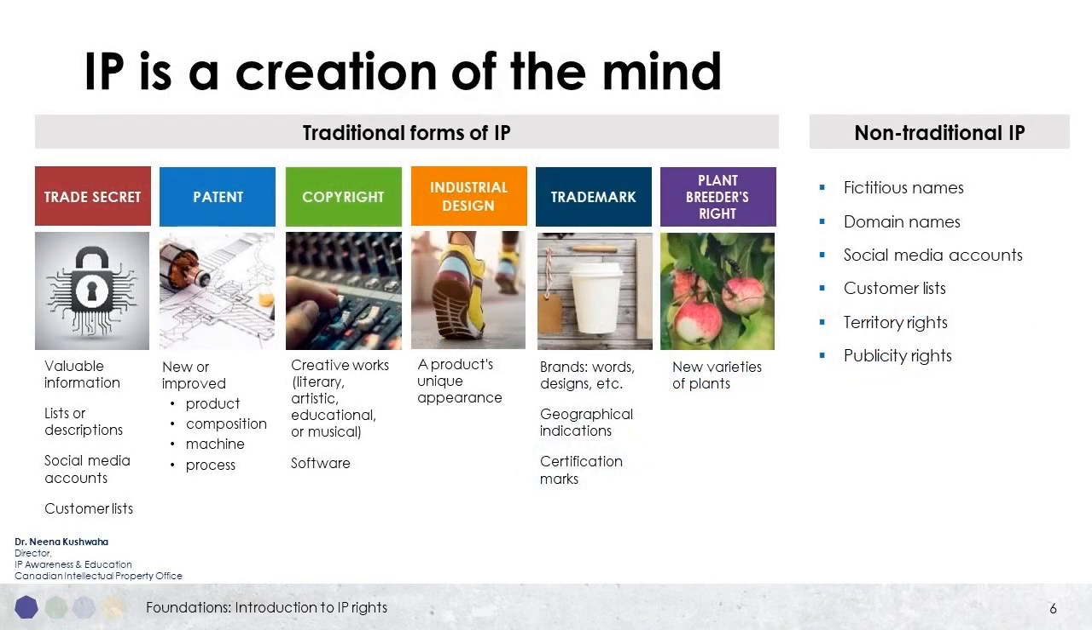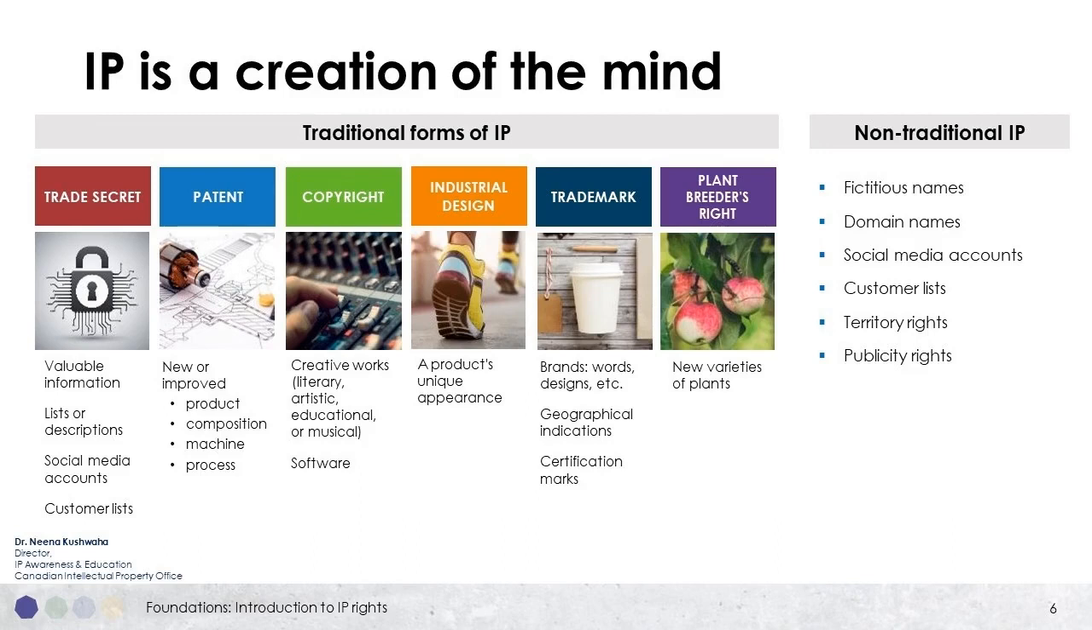Here are the most traditional forms of IP and what they cover. I'm not going to go into great detail, as CIPO has many online courses and guides on our website to help you learn more about these. And we're also going to hear from our panelists on how different types of IP can be put into practice and what considerations should be taken. But here's a brief overview. So we have trade secrets, which are instant, non-registered IP. A trade secret can include any type of business information that has commercial value that's derived from secrecy.